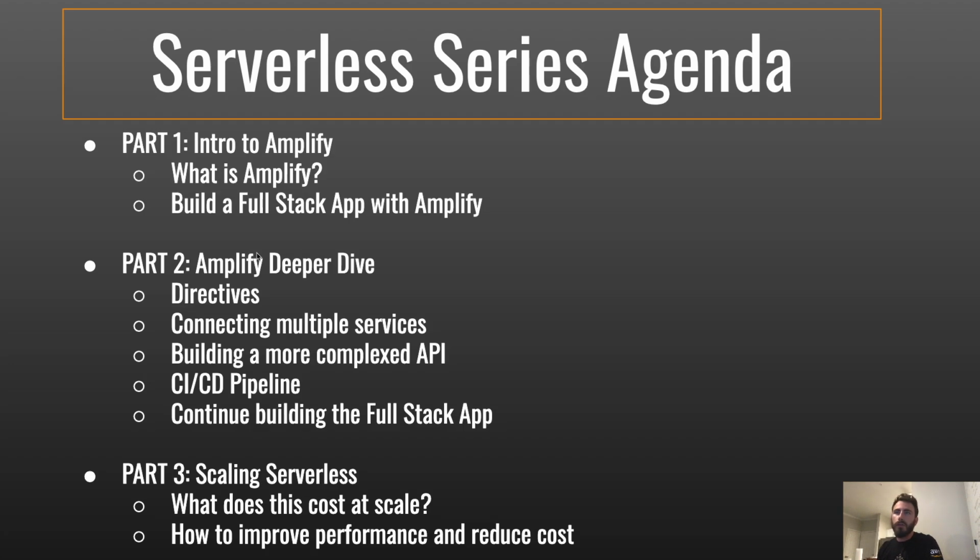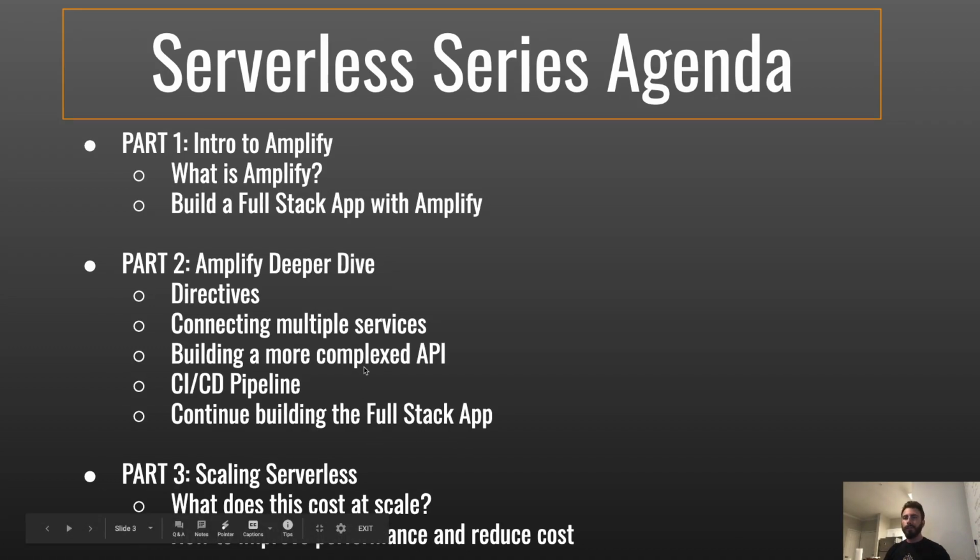For part 2, we're going to do a deeper dive. We're going to talk about more complex directives. We'll talk about that a little bit in the intro to Amplify. We'll connect multiple services like S3 and have DynamoDB and everything else connected into our Amplify application. We're going to improve our API that we have on the intro, and it's going to be a bit more complex. We'll add a CI/CD pipeline, and then we'll continue styling and building the application.